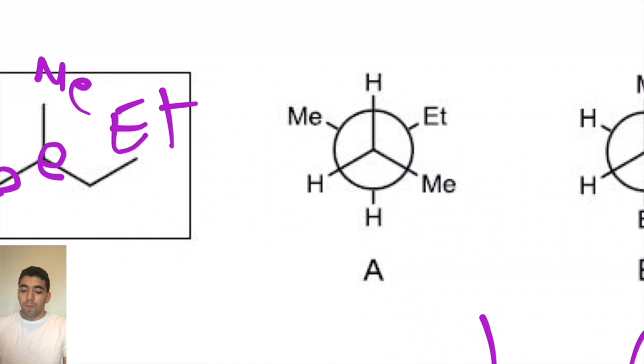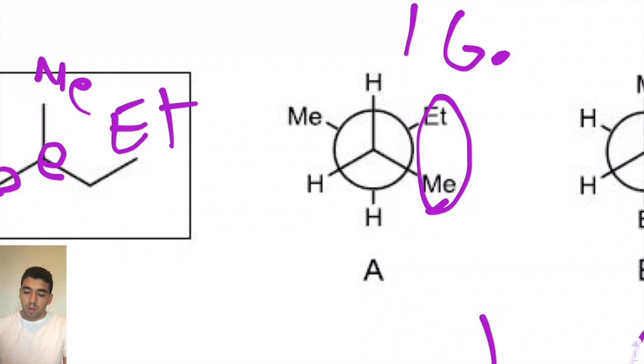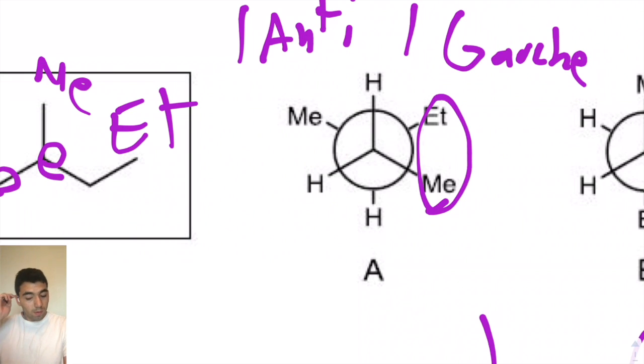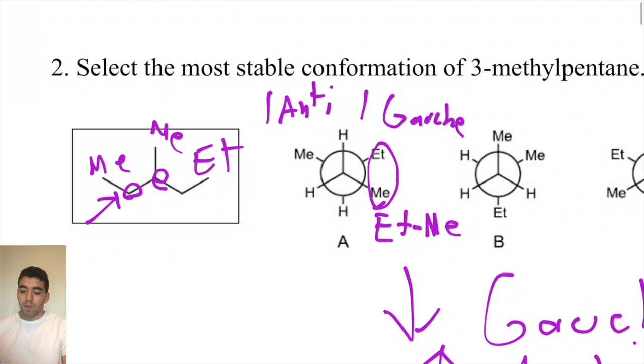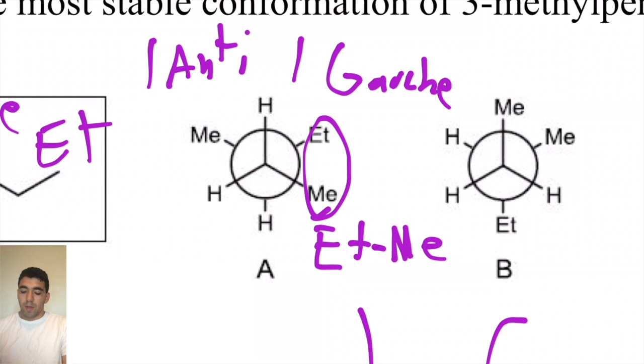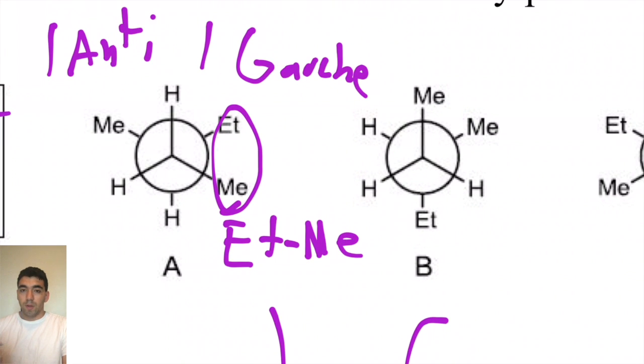First we have A, which has, looking at these two that are bumping into each other, one gauche. And it also has that anti between the methyl and methyl. But this ethyl and methyl bumping into each other is what we're going to focus on the most, because this ethyl is very bulky, so that's going to be worse than, let's say, a methyl-methyl bumping into each other, because there's more electron clouds bumping into each other, and that costs the molecule.